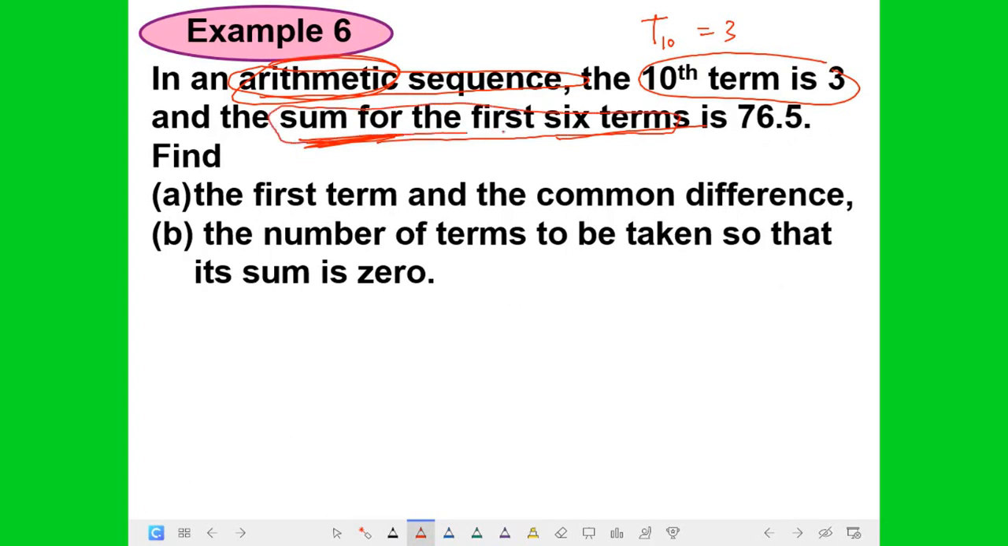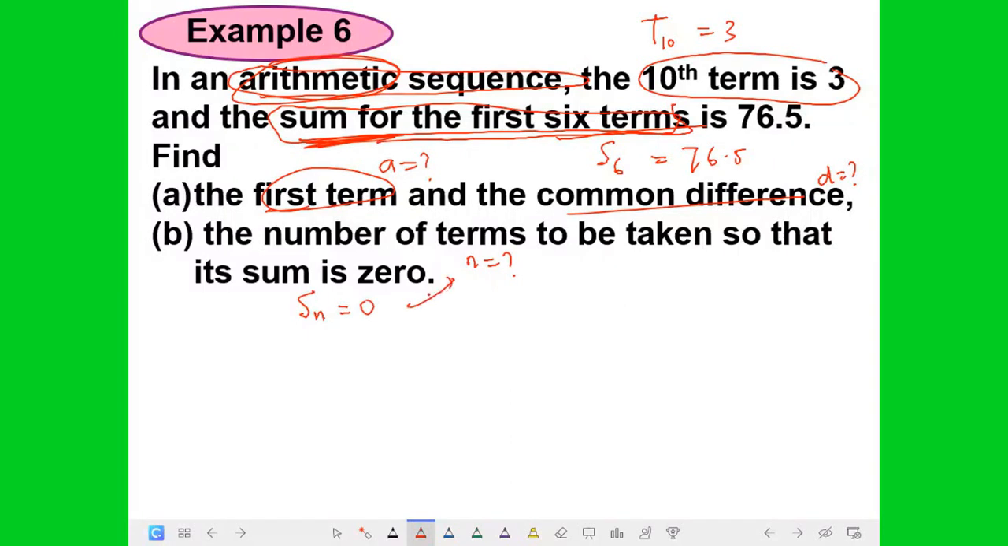Read this carefully and fully. The sum for the first 6 terms is S6, which is 76.5. Find the first term a and the common difference d. What is a? What is d? Then the number of terms n to be taken so that the sum is 0.